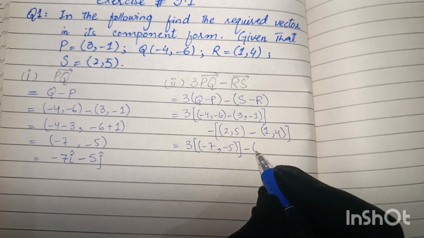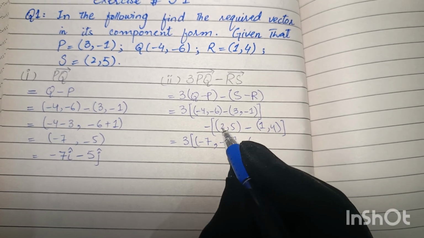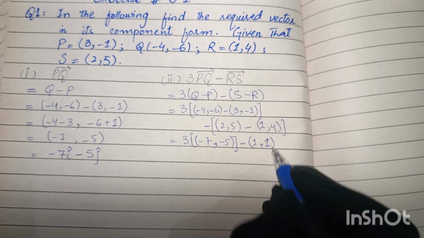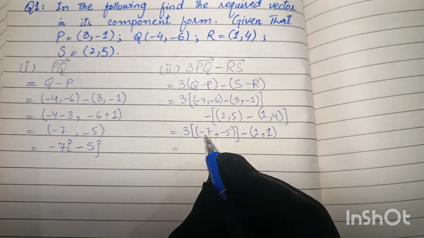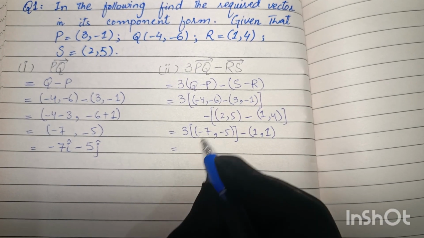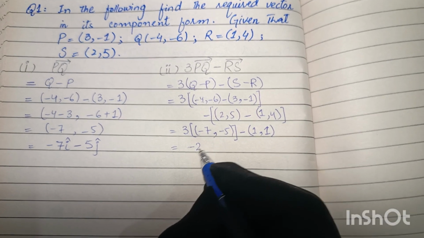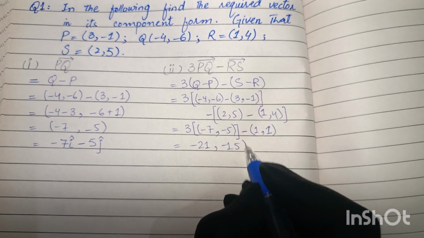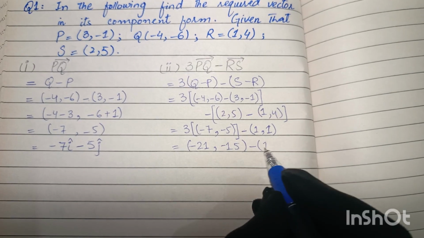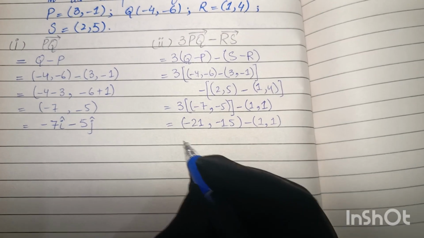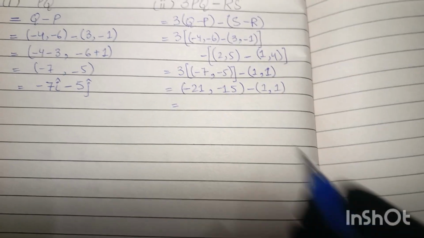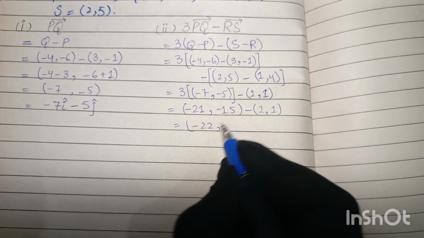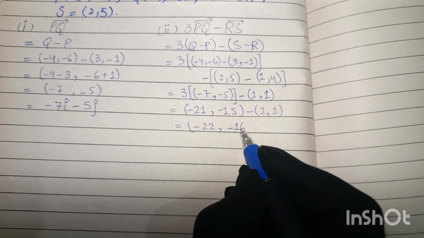I hope you are understanding this concept. 2 minus 1 is 1 and 5 minus 4 is also 1. Then 3 will be multiplied inside. So 3 times -7 is -21 and -15. Then (1, 1) as it is. Then we will subtract the corresponding coordinates, that is -21 minus 1, which is -22, and -15 minus 1, which is -16.